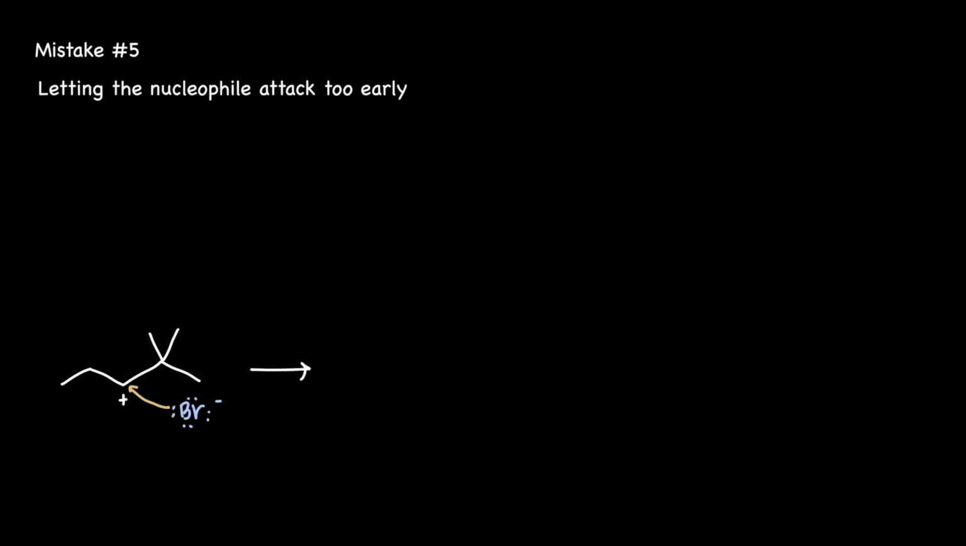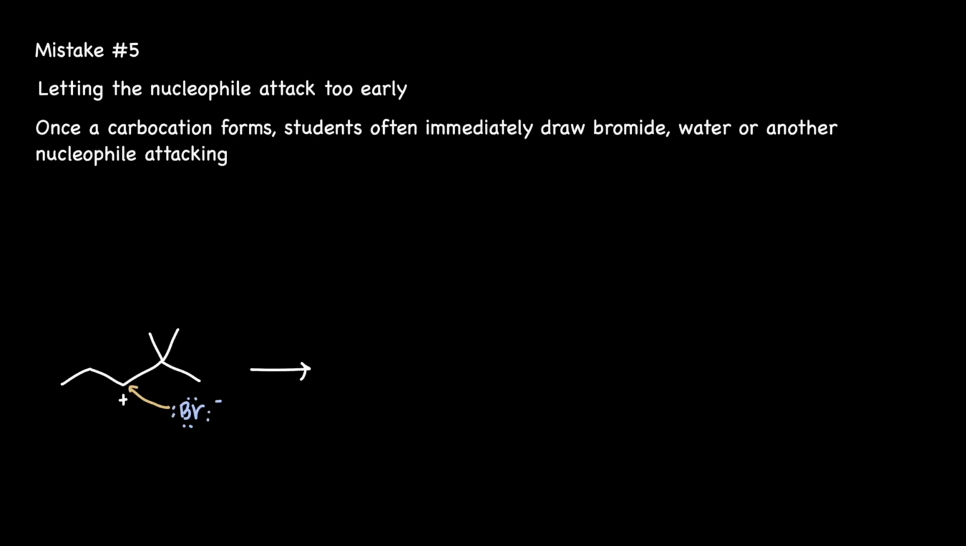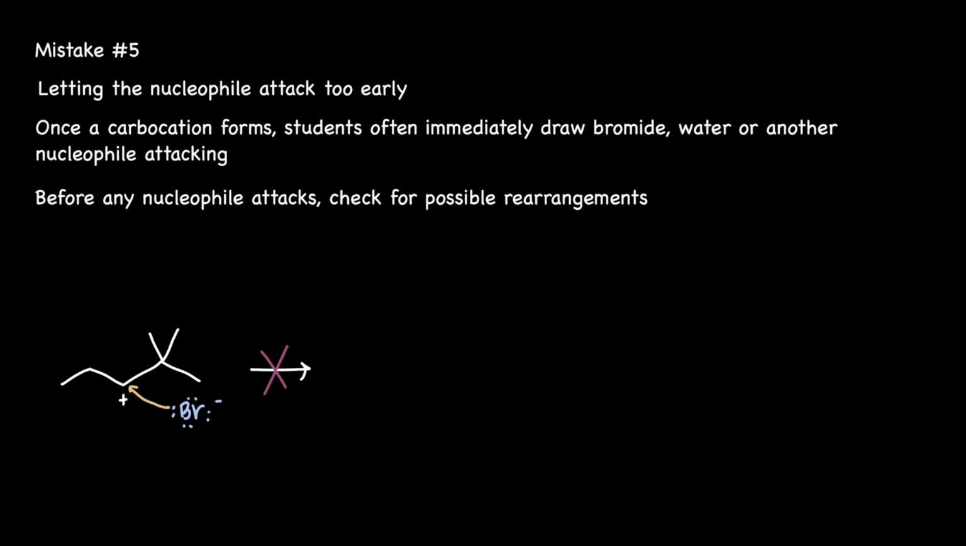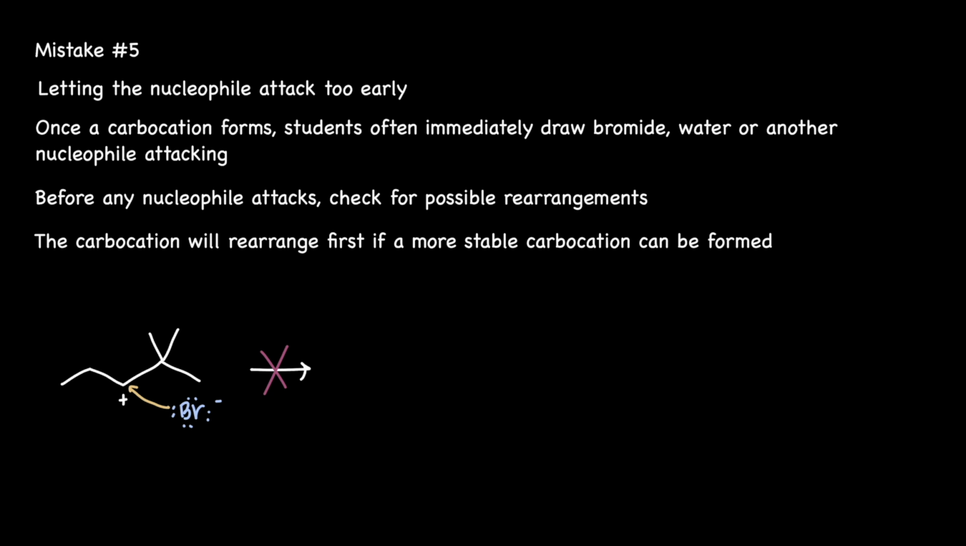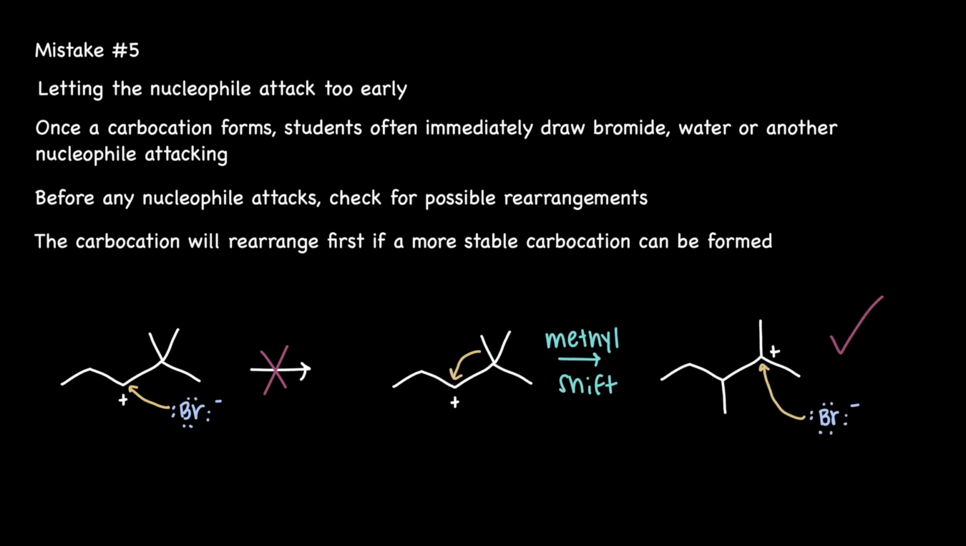Mistake number 5. Letting the nucleophile attack too early. Once a carbocation forms, students often immediately draw bromide, water, or another nucleophile attacking. Before any nucleophile attacks, check for possible rearrangements. The carbocation will usually rearrange first if a more stable carbocation can be formed.